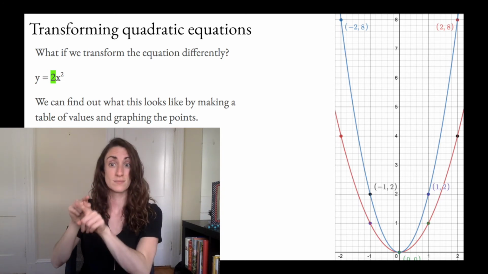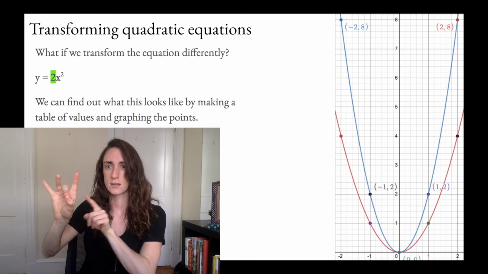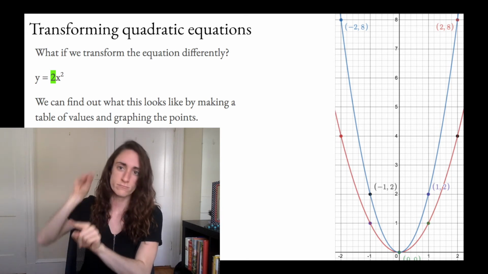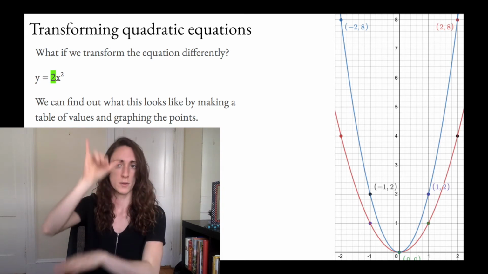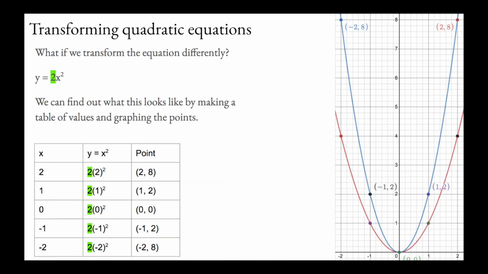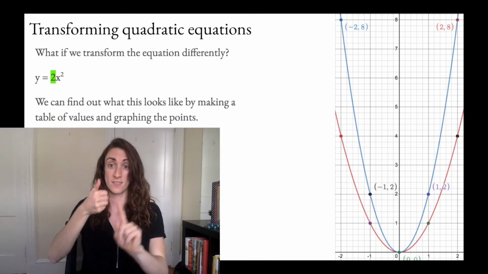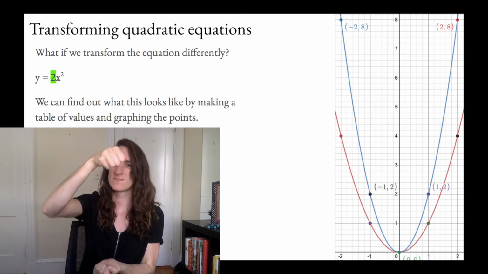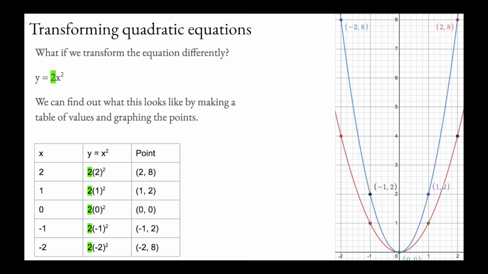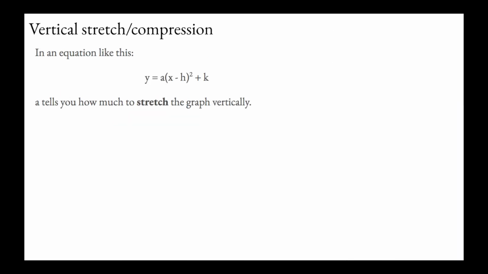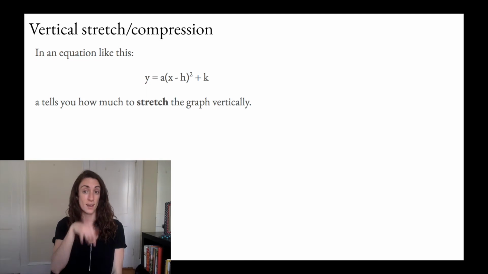The point that was at 2, 4 is now at 2, 8. So again, its y value has doubled because we multiplied x squared by 2. So the parent function here has been vertically stretched. That's the last piece of this equation.